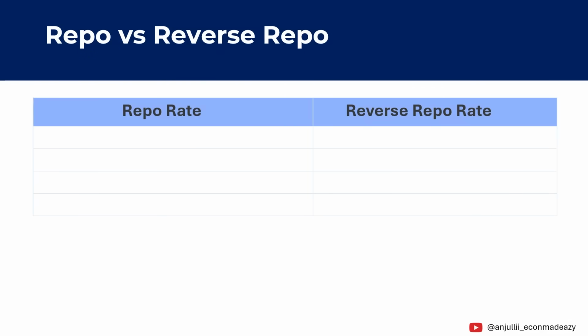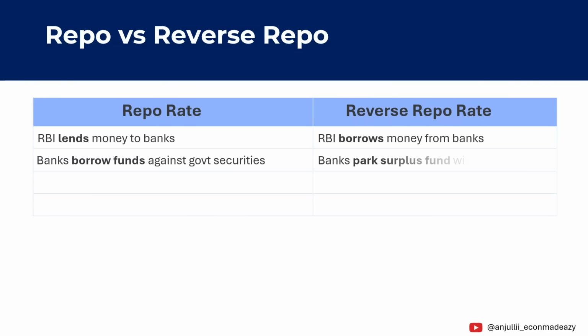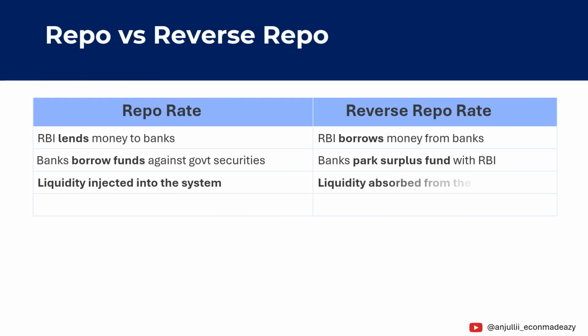Let's quickly compare them side by side so the difference becomes very clear. In the repo rate, the RBI lends money to commercial banks, whereas in the reverse repo rate, the RBI borrows money from commercial banks. In the repo rate, banks borrow funds from the RBI against government securities, while in the reverse repo rate, banks deposit their surplus funds with the RBI. As a result, the repo rate injects liquidity into the banking system, increasing the funds available for lending. In contrast, the reverse repo rate absorbs liquidity from the banking system, reducing the money available for lending.